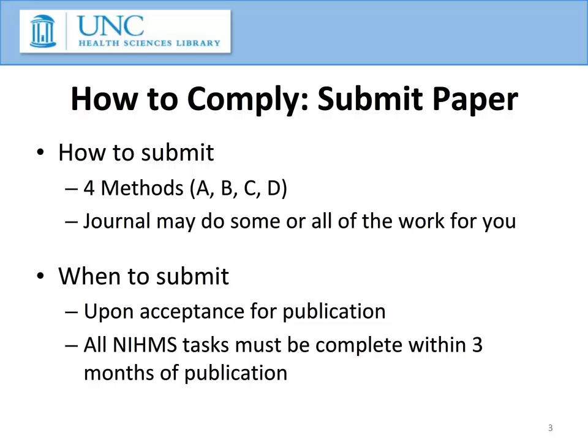The next step is to submit the paper. Again, you will want to find out from the journal which submission method to use. There are 4 different submission methods, A, B, C, and D, which we will talk about in detail. In some cases, the journal may do all of the work, some of the work, or none of the work, so find out up front what you will need to do. Reminder: you need to submit the articles upon acceptance for publication in order to ensure that all submission tasks are completed within 3 months of publication.